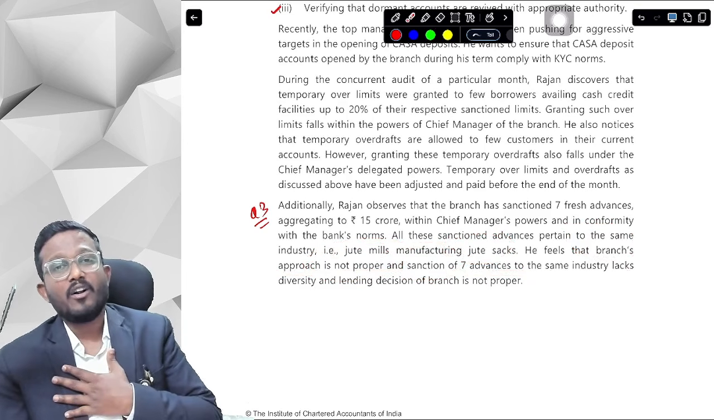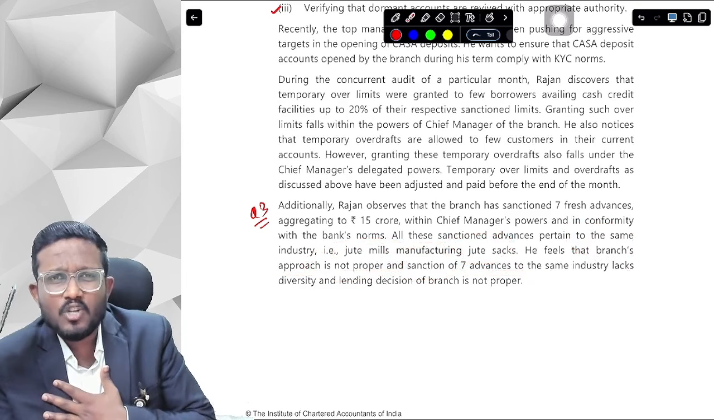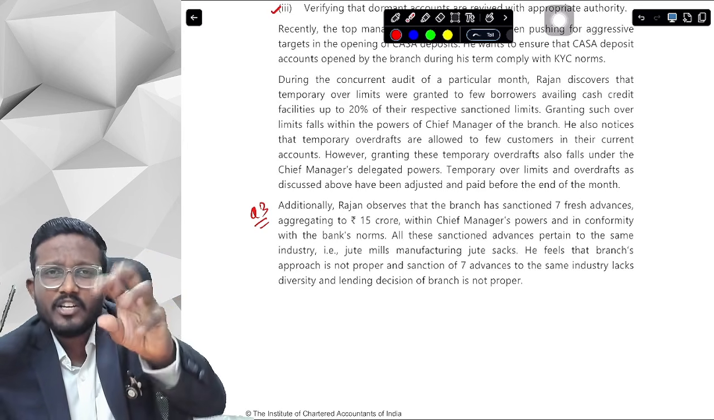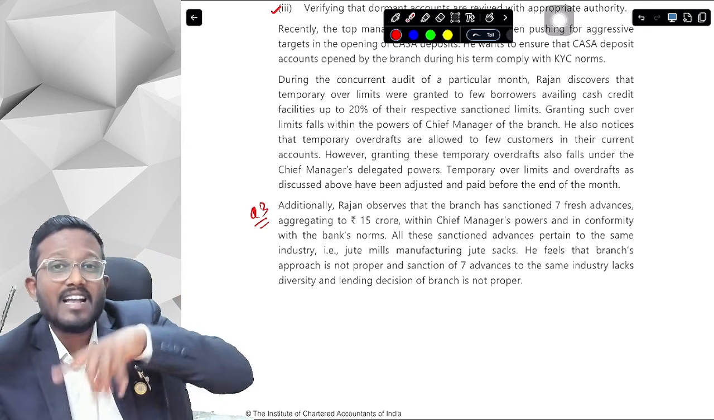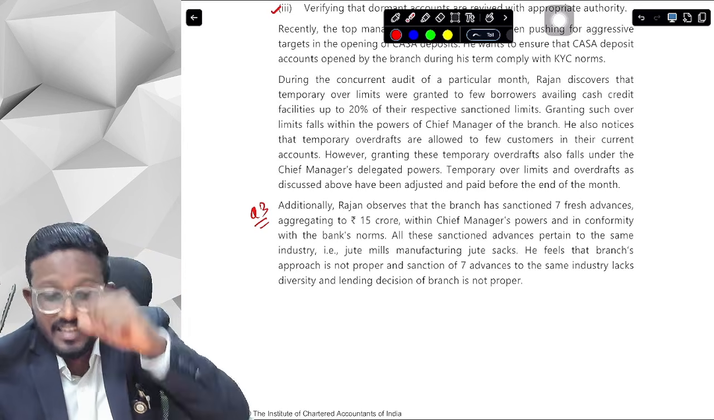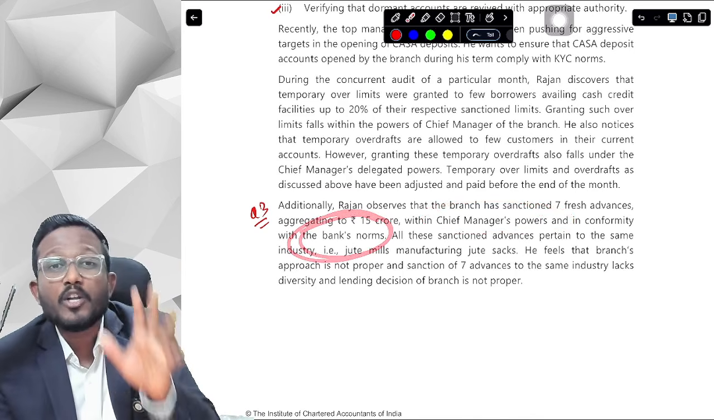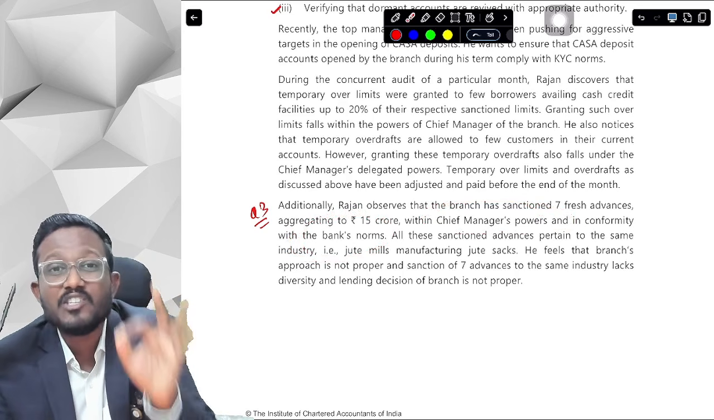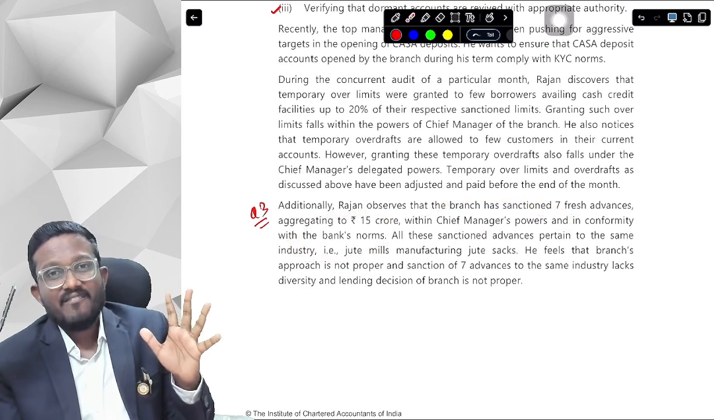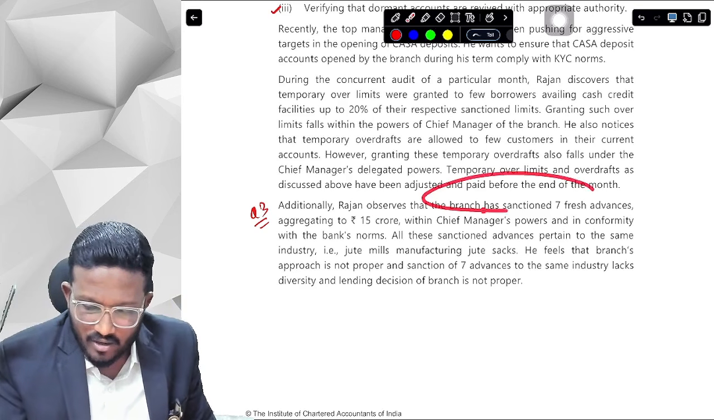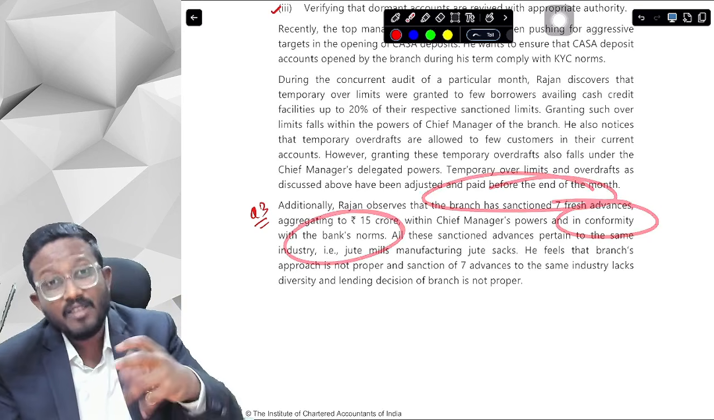So as a concurrent auditor, I feel that the branch is not lending properly. Lending 15 crore to one particular industry, I think that it is not proper. But remember that it is in the power of the chief manager and it is as per the bank norm. We cannot question the chief manager's credit decision making. We can report only if this particular sanction was not as per the bank norms; then we could have reported it.